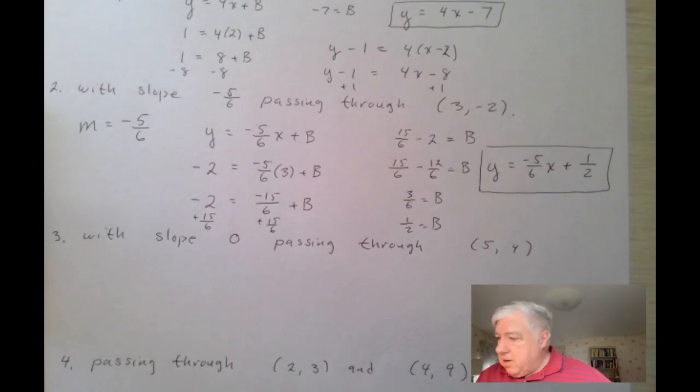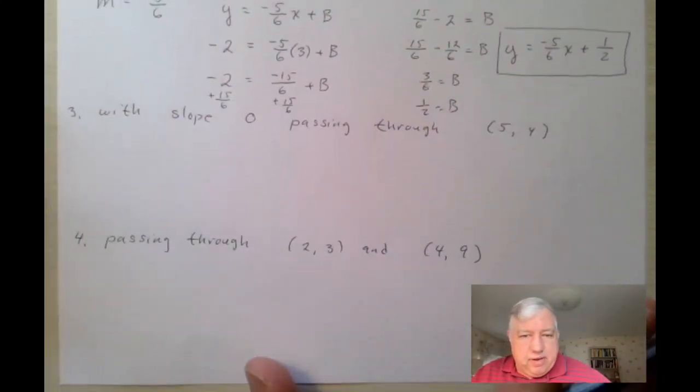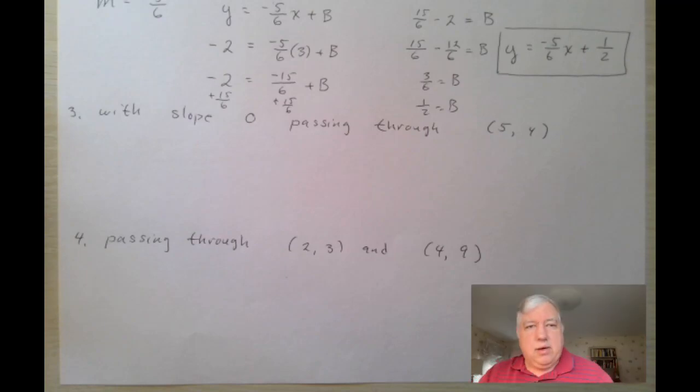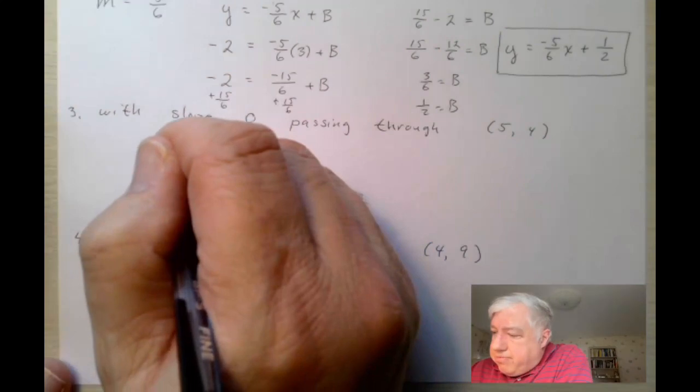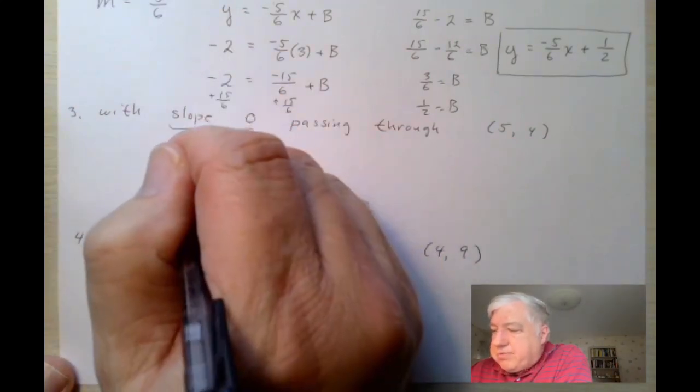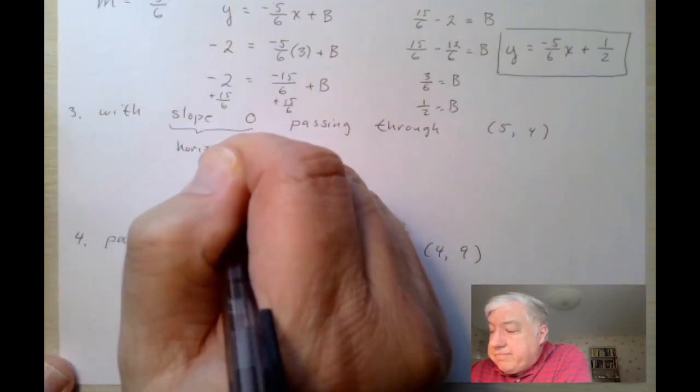Okay. Next example, we have a little tricky one here. It's a line with slope 0. Now, as soon as we see that the slope is 0, that means we're talking about a horizontal line.